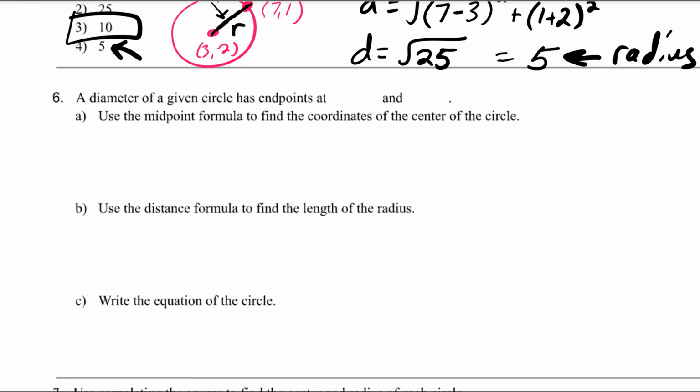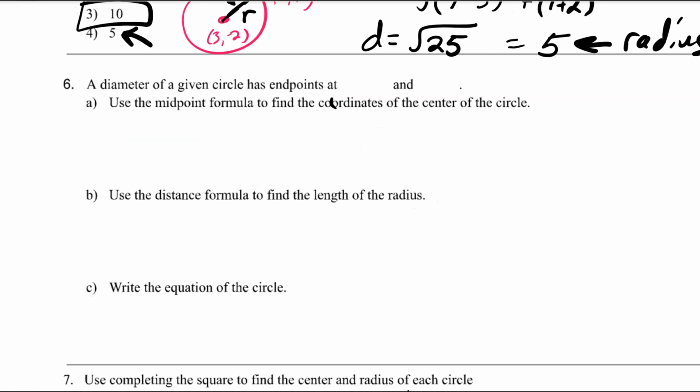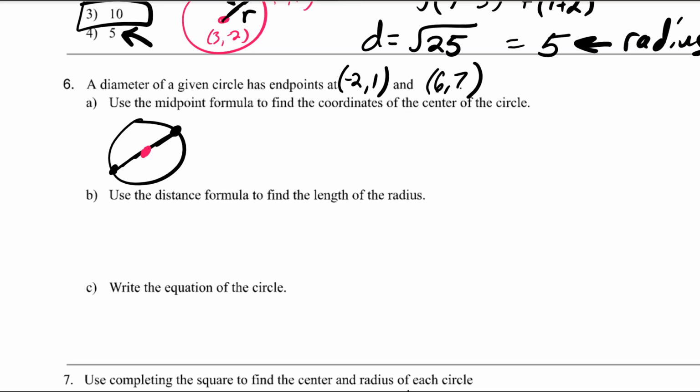Now, number 6 is a very similar scenario with a diameter that has endpoints -2, 1, and 6, 7. So you've got some circle, and you know the endpoints of the diameter. If you wanted to find the center coordinate, the center is just right in the middle of the diameter. So the strategy is to use the midpoint formula, which is the average of the x's, comma the average of the y's.